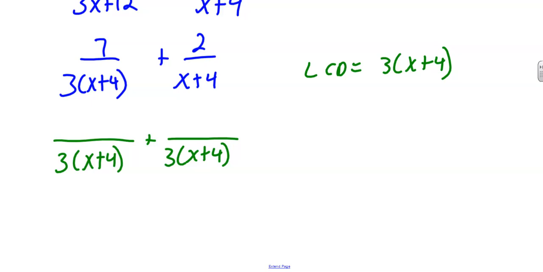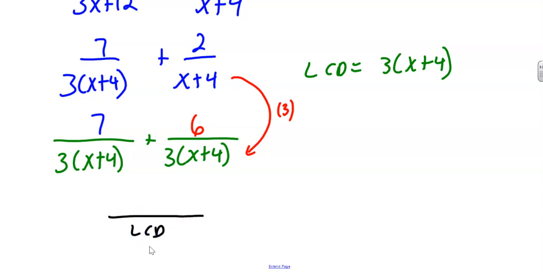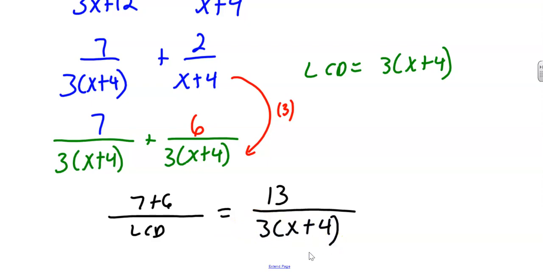Okay, first one didn't change, so stay 7. Second one, we multiplied in the 3 on the bottom, so we'll do the same thing on the top, multiply by the 3, make that out to be a 6. Okay, we've got our least common denominator, we're just going to do 7 plus 6, which we can add together and make it 13. And again, once you've done everything you can do in the top, then go ahead and bring your denominator back in. So that's just 3 times x plus 4.